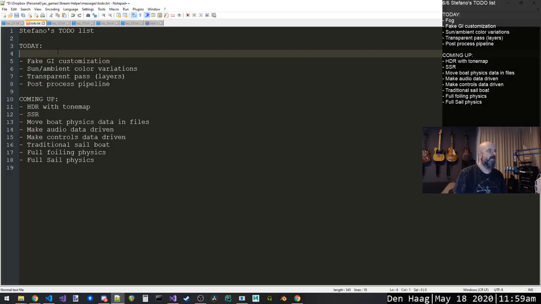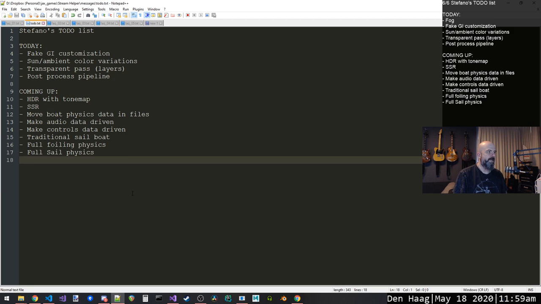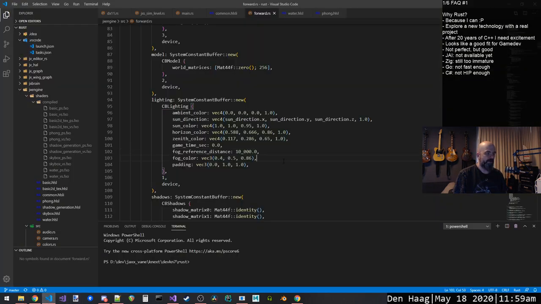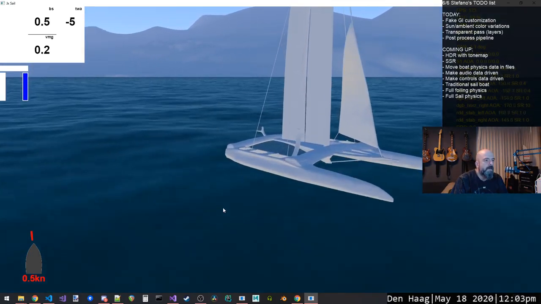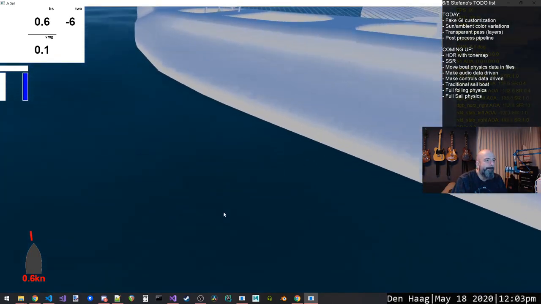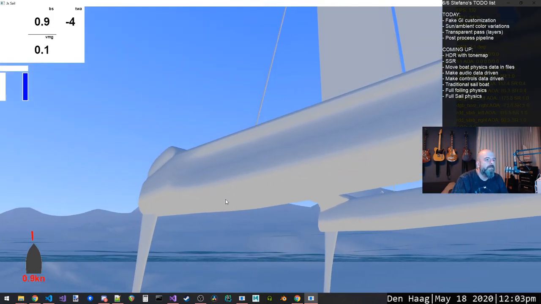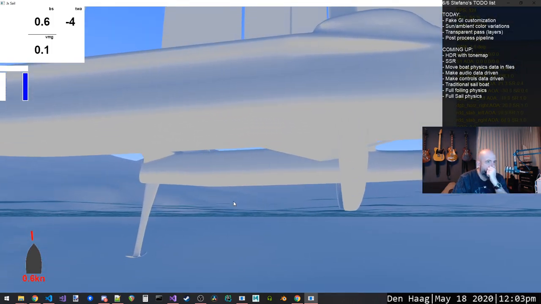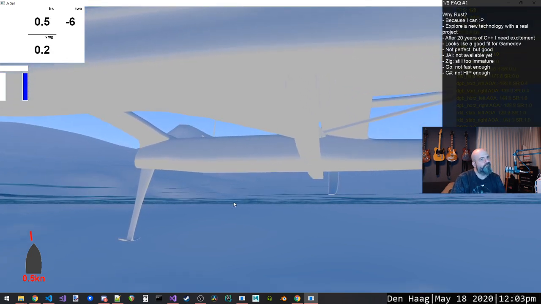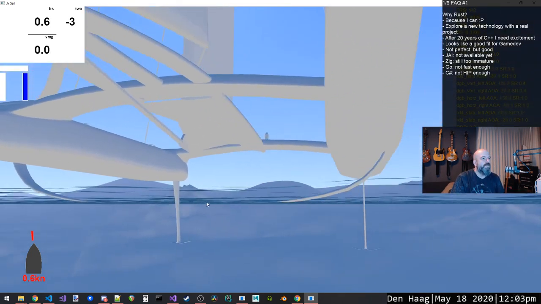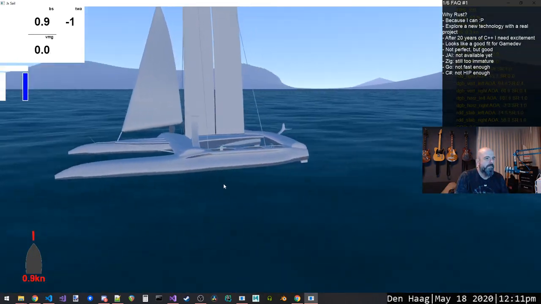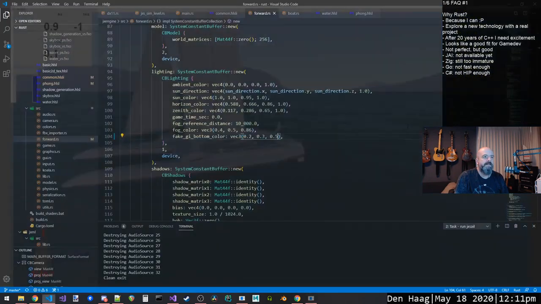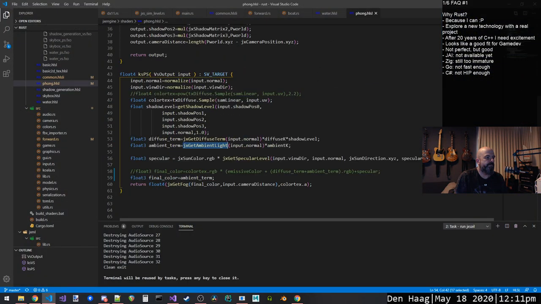All right, so, fake GI. What's the problem with the fake GI right now? That's our ambient term, which is surprisingly wrong. Let's say that we go with this. Let's see how it looks.